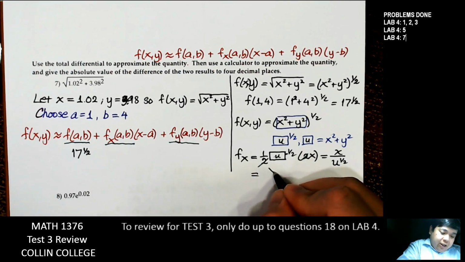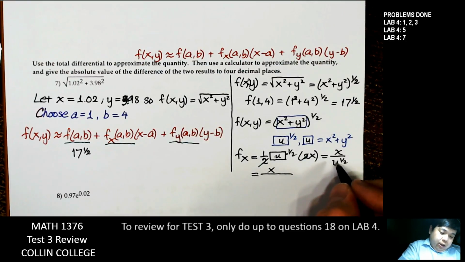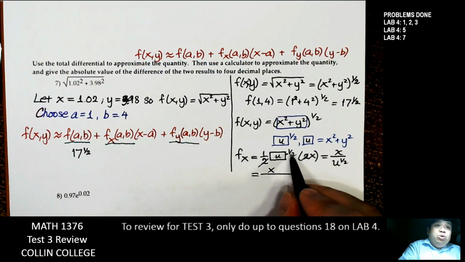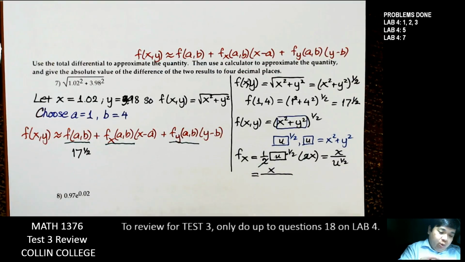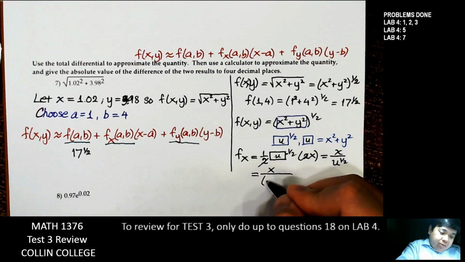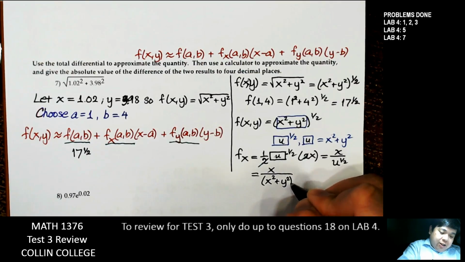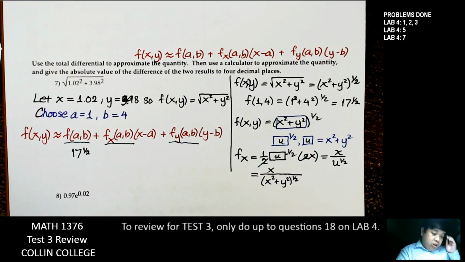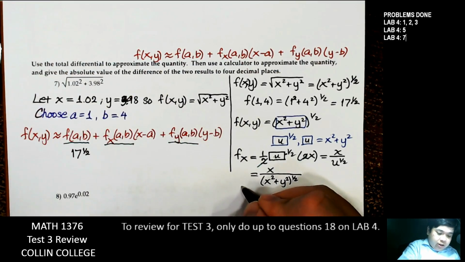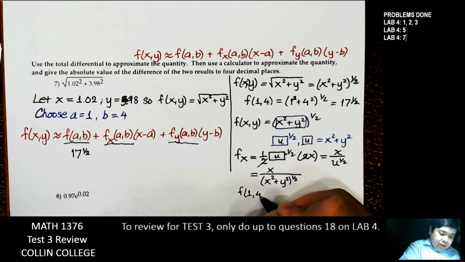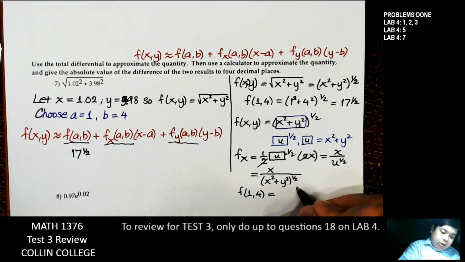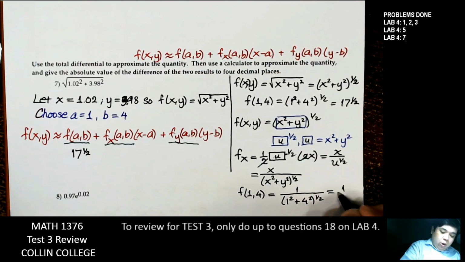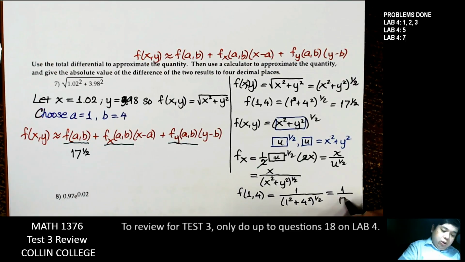So x over u, I mean u to the negative 1/2, to bring it down becomes u to the 1/2. U is that. Alright. We just need to evaluate at 1 and 4. So we have 1 over 17 to the 1/2.